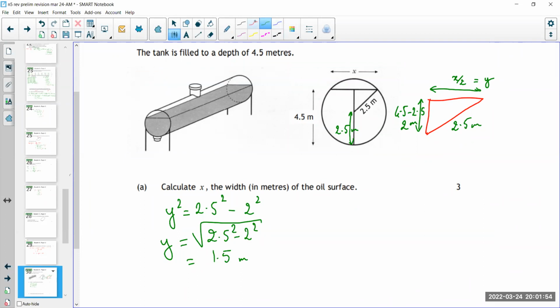So if y, which is half of x, is 1.5, x is just double that. So this would give me my first mark. This my second mark. X is just double this distance here. And what's 2 times 1.5? 3 meter. And that would be your mark there.